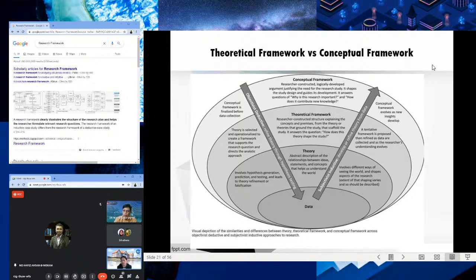Because for me, the paradigm is more on the high level. The paradigm is the perspective. I mean, either you look from deductive or inductive: from generic to specific, or from specific to generic, to general.